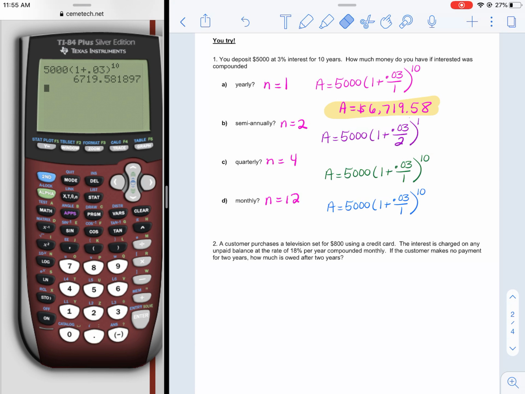So if interest is compounded semi-annually, I'm going to change my n value to a 2 and then n times t. Now I have to multiply my exponent 10 by 2. So my exponent's going to be 2 times 10, which is 20. Okay, so in the calculator, 5,000 times 1 plus 0.03 divided by 2. Whoops, I forgot my divided by sign. And then the exponent is 20. Okay, so that answer, we get $6,734.28.